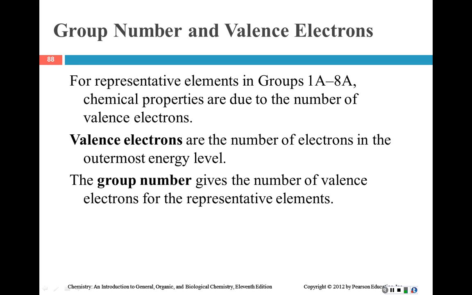We're going to look at the representative elements in groups 1A through 8A. Okay, chemical properties are due to how many valence electrons they have. Valence electrons are the electrons in the outermost energy level. So when we were looking in 3-6, you notice that some of them, in an orbital that could have held 8, only had 6. So if it's in that outer level, and it only has 6, then that's how many valence electrons it has. The group number gives you the number of valence electrons for groups 1A through 8A.